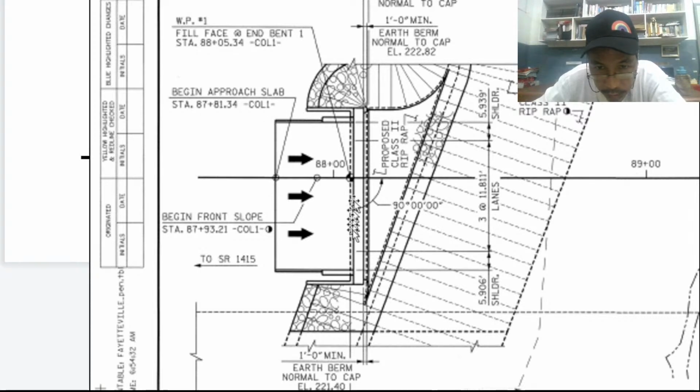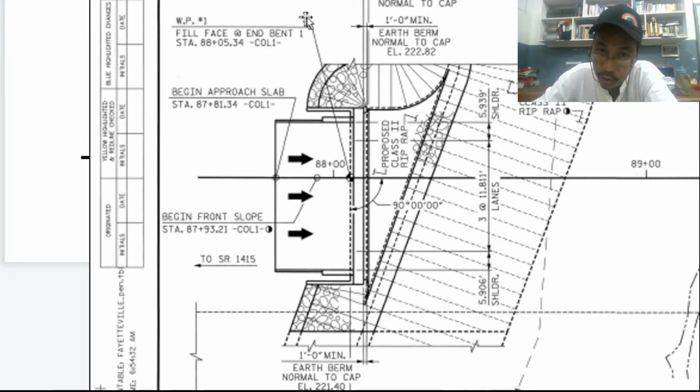This part is what we call, we have what? We have the reference begin front slope. This one, begin front slope. Station 87 plus 93.21. That is the point corresponding to the above reference point. Okay, so that is the point corresponding to the above. Also this one is the point corresponding to the above point.